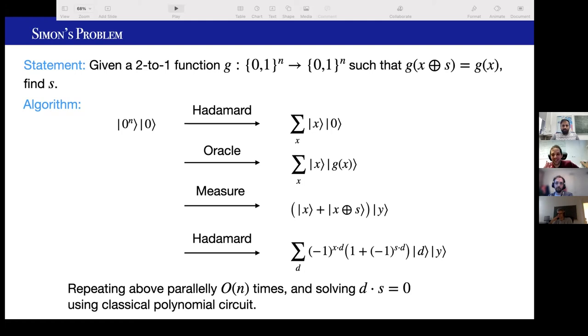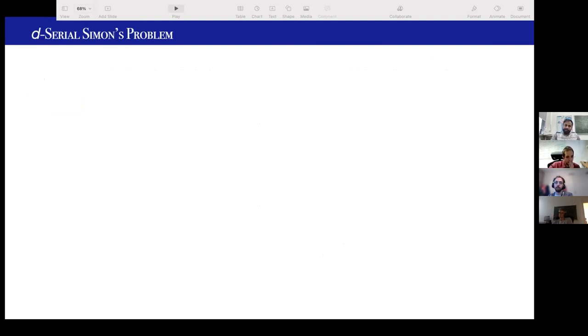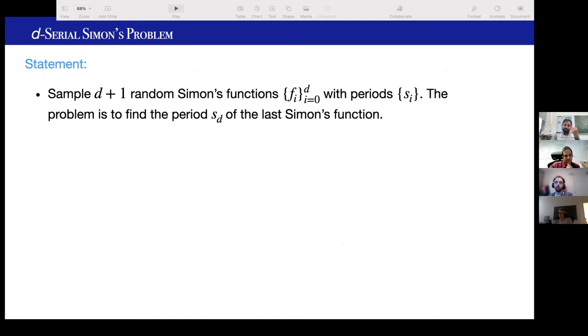So our goal now was to change this problem in such a way that somehow QCD could not solve it, for example. This is where we define the serial Simon's problem. And this one is easy to state, actually. It says that you sample d plus one random Simon functions with periods s_i. The problem is to find the period s_d of the last Simon function. So one can think that this is just a collection of Simon's problems at this point. But since we want a problem which QNCD cannot solve, we need to make it in such a way that it has to solve them sequentially.